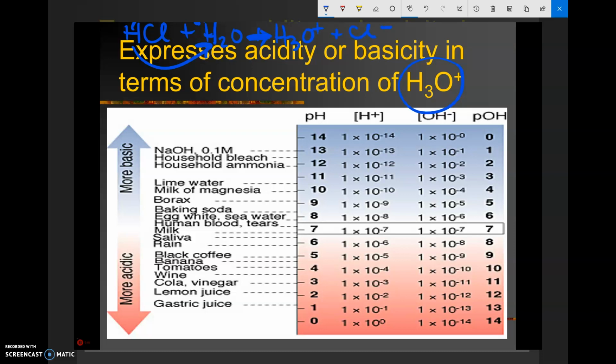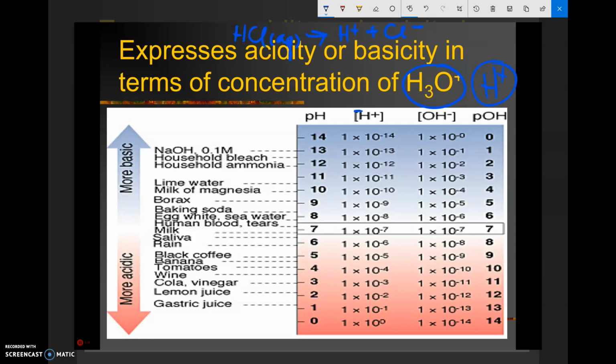Now, another thing we can also use instead of hydronium is the hydrogen ion. And this one comes from Arrhenius' theory. So, if we show hydrochloric acid, instead of showing water, we just show AQ, it will break apart into hydrogen ions and chloride ions. So whenever we see hydronium, hydrogen ion is also an acceptable ion to exchange.